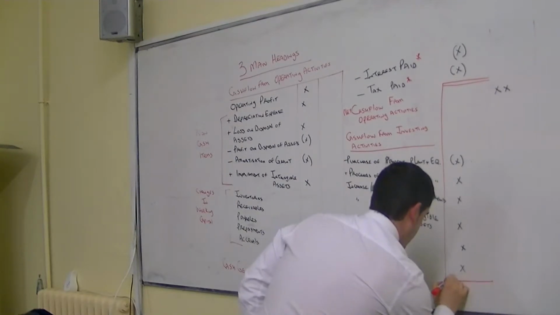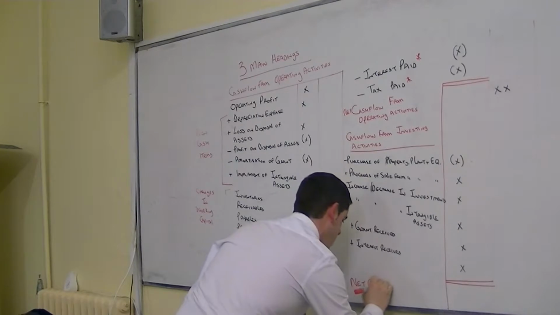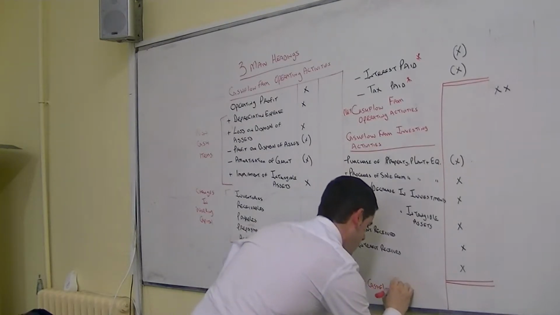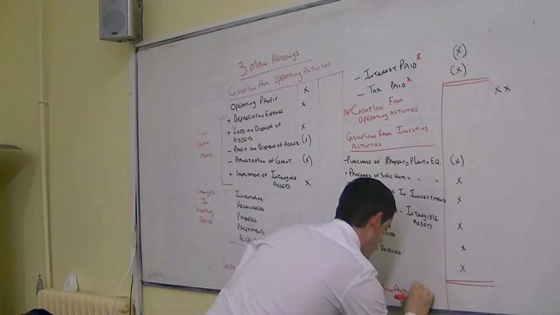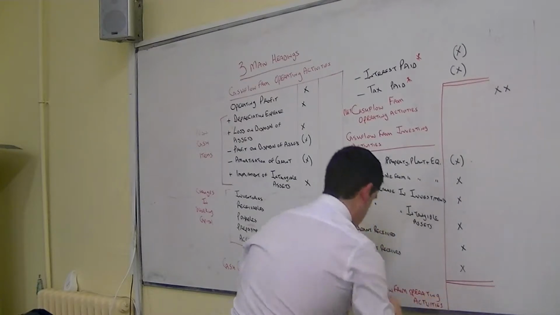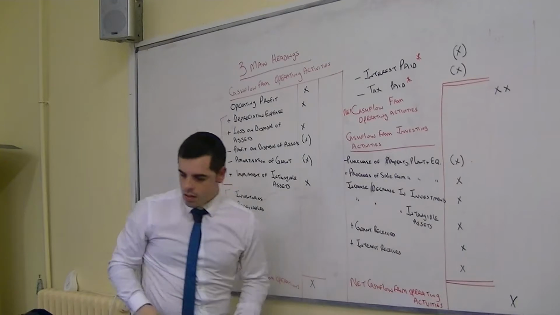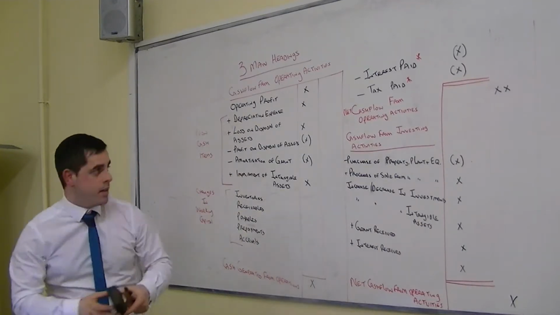So again, that's that section finished. So that will give us our net cash flow from investing activities. And one final heading then.